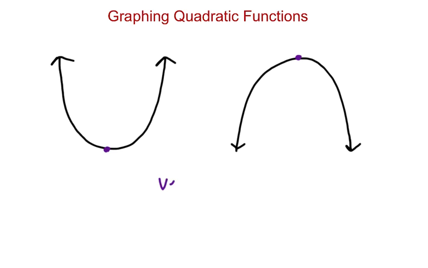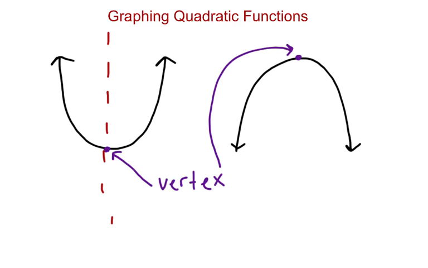In either case, that point is special and it's called the vertex. So the vertex could either be the lowest point or the highest point. Another thing to notice is if I were to sketch in a vertical line right through my parabola, again regardless of whether it's facing up or facing down, that vertical line becomes what we call the axis of symmetry. That means if I were to hold a mirror on that line, you would see the reflection of the graph. So that's our axis of symmetry.